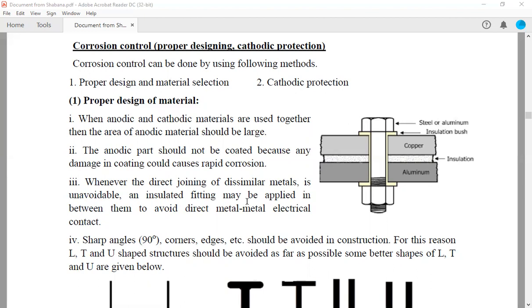The anodic metal should not be painted. The anodic metal should not be painted or coated, because when it is in contact with the cathodic metal, any break in the paint would lead to rapid localized corrosion.